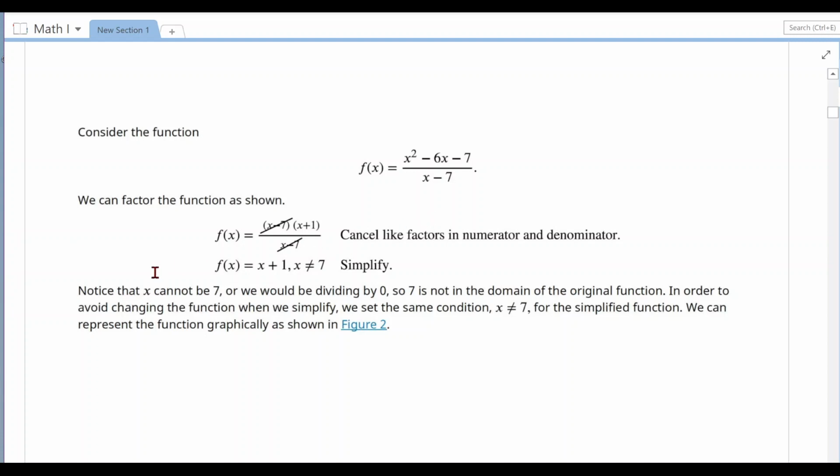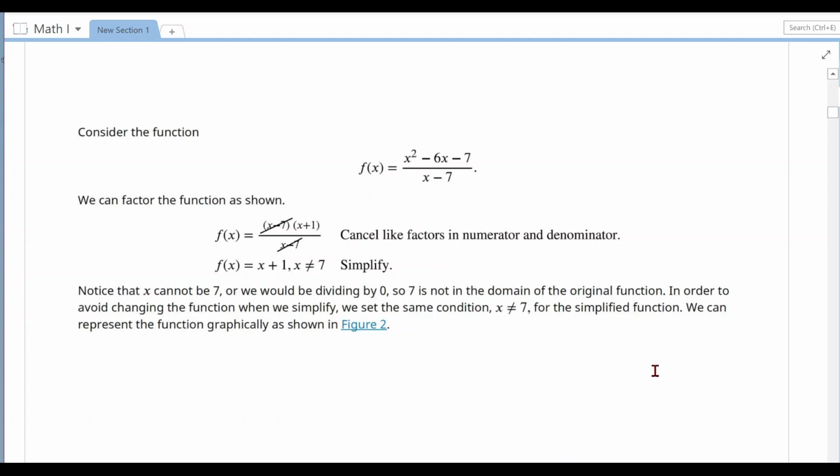We can first simplify this function into x minus 7 times x plus 1 over x minus 7, and x minus 7 gets cancelled in the numerator and the denominator. Therefore, we only end up with the function f of x equals x plus 1, which is a straight line function. Of course, the original function has x minus 7 in the denominator, which means x cannot equal 7. That's the reason for x not equal to 7.